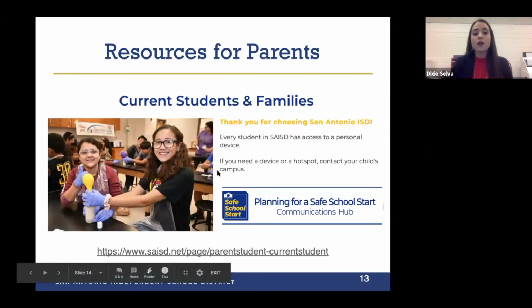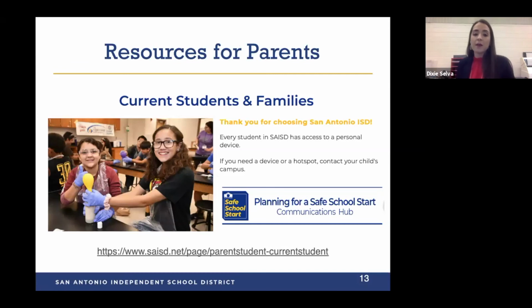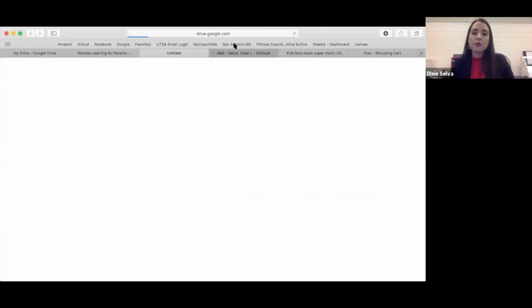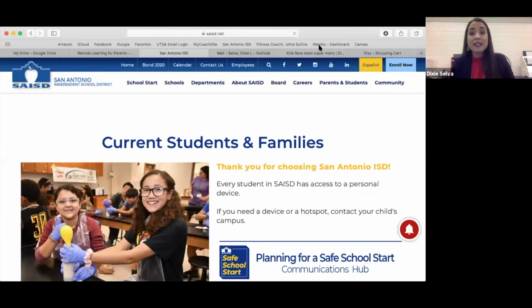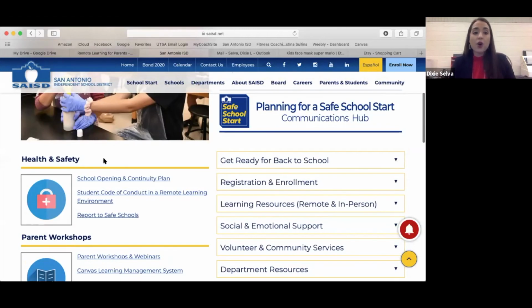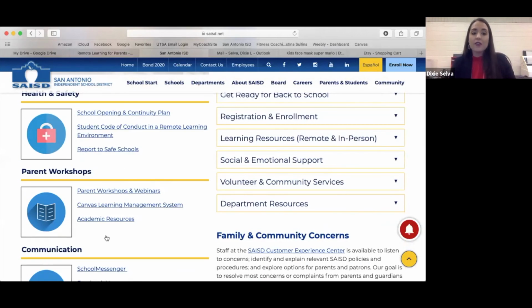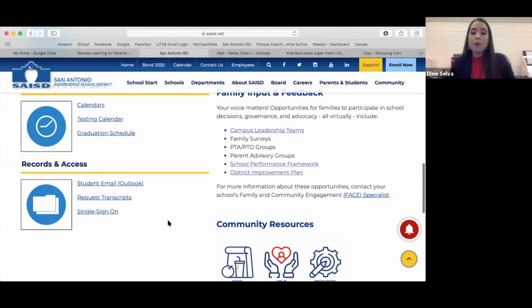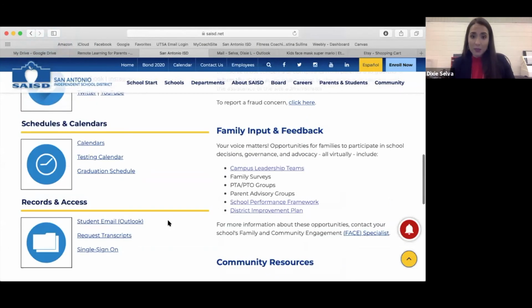Also, that brings me to the resource page for parents that is saisd.net/page/parent student current student. There's a link right here, and I'll copy that to the chat. This page is, oh, it's opening up. This page is amazing. There are so many resources on it for parents, where you can go and access all the parent workshops. You can access the Facebook accounts, the schedules. You can go in here. Pretty much everything you need to know you can find on this page.